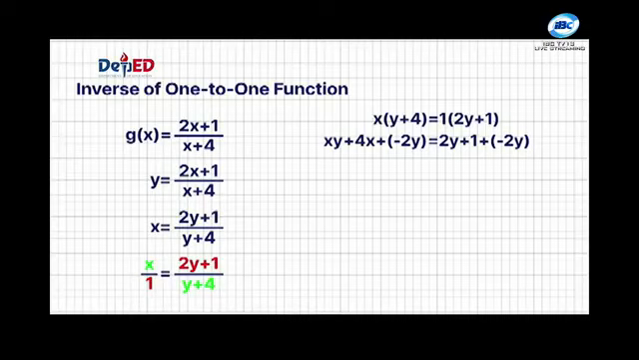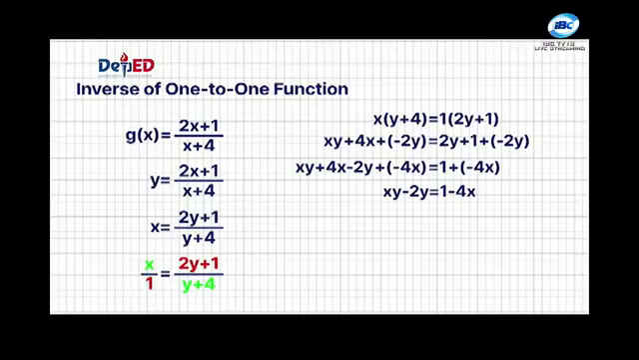This gives us xy plus 4x minus 2y equals 1. We now move 4x to the right-hand side of the equation. By addition property of equality, we will have xy plus 4x minus 2y plus negative 4x equals 1 plus negative 4x. Combining like terms, we will have xy minus 2y equals 1 minus 4x.